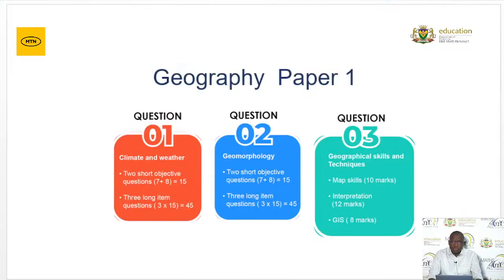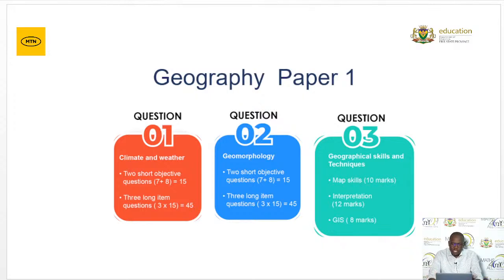And then question 2 has the same structure but different topics. We're having geomorphology. It's also divided into 2 short objective questions, 7 plus 8, which is 15 marks. Also, in geomorphology, you must understand concepts. If you don't understand concepts, then you won't be able to understand anything related to geomorphology. And then it's also divided into 3 long item questions, 15 marks each. So you must be able to answer on concepts there, explanations, discussion, and paragraph questions in that particular 15-mark.